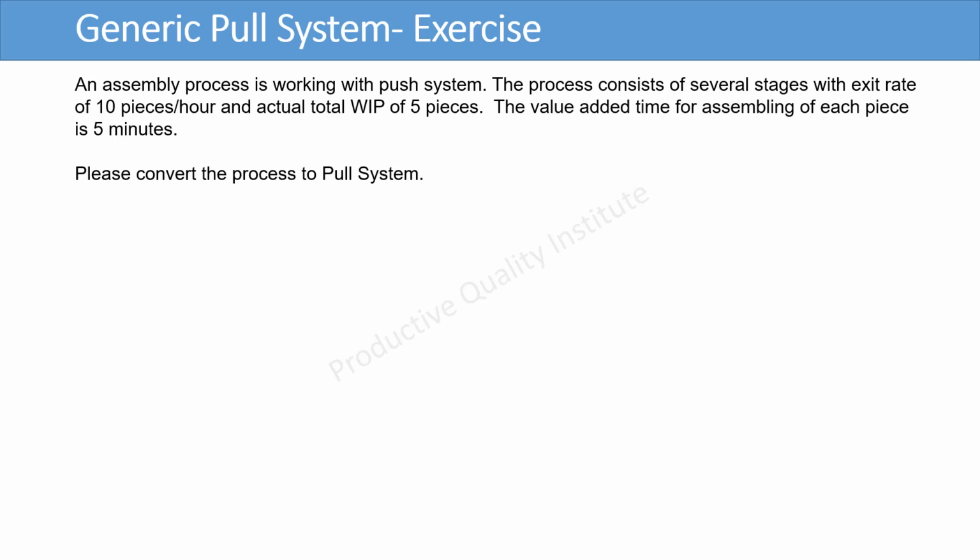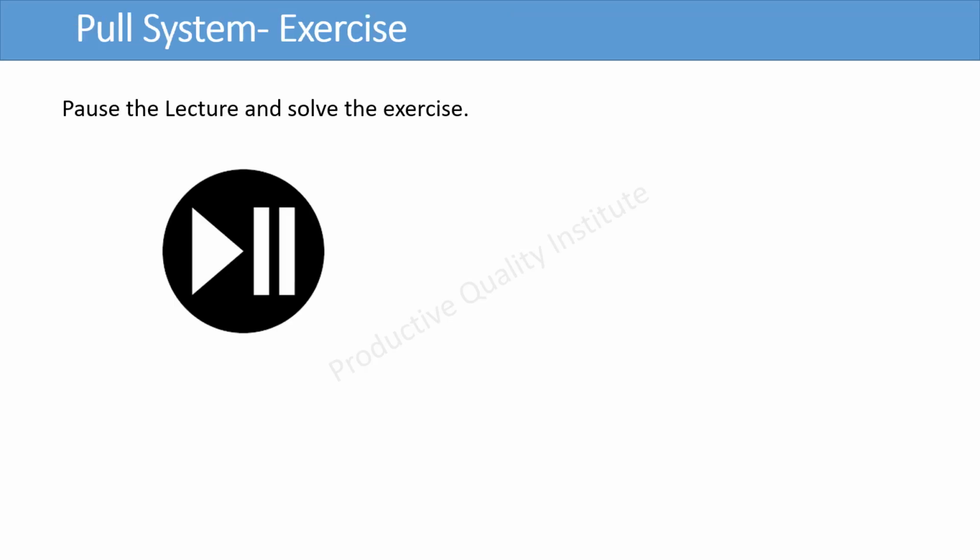An assembly process is working with a push system. The process consists of several stages, with an exit rate of 10 pieces per hour and an actual total WIP of 5 pieces. The value-added time for assembling each piece is 5 minutes. Please convert the process to a pull system. Please pause the lecture and solve the exercise.